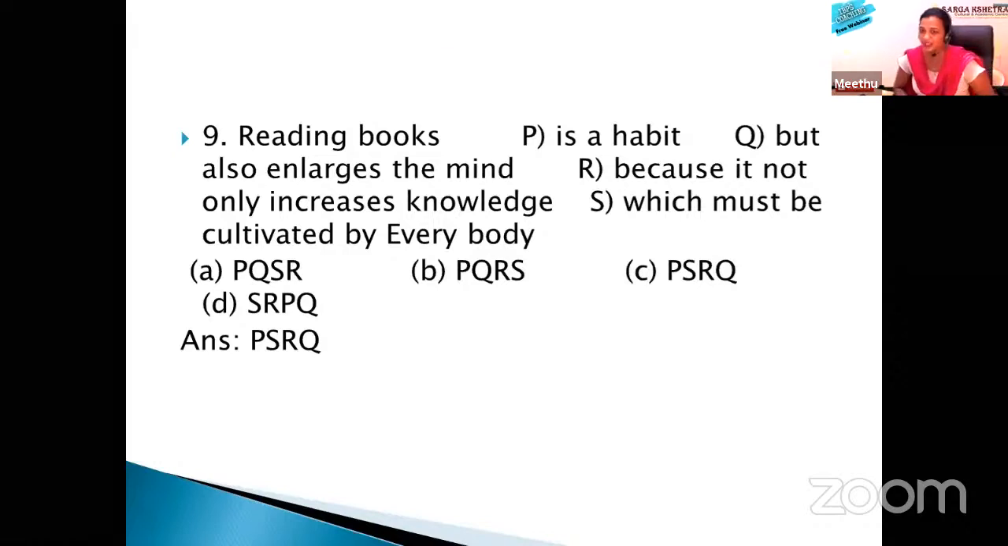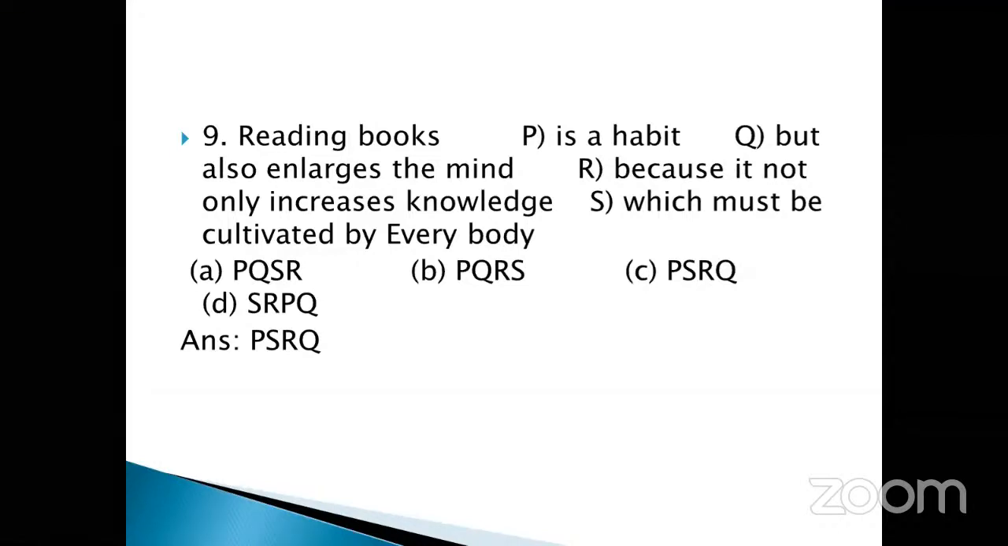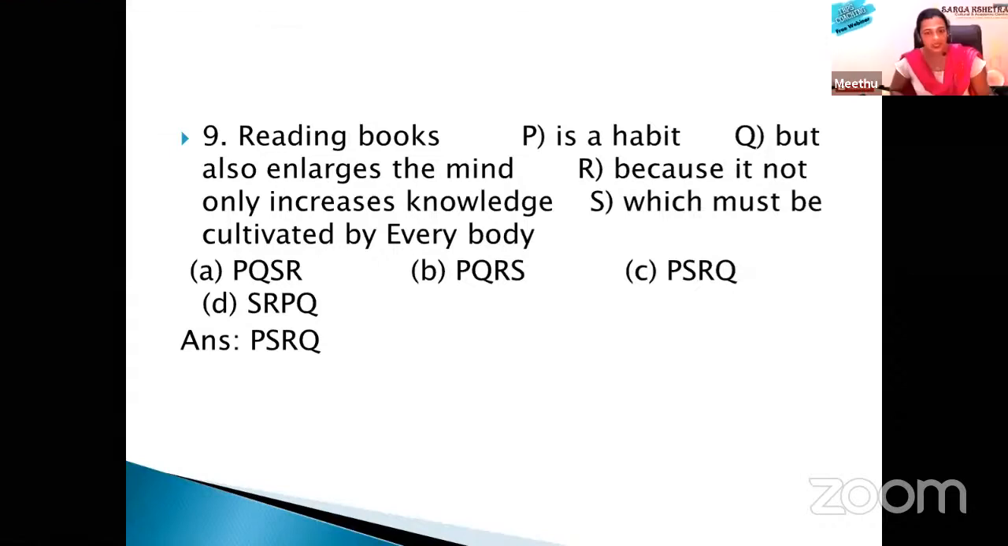Which must be cultivated by everybody because, again, a subordinate conjunction is there. Because it not only increases knowledge, since not only comes, obviously, but also should follow. That is the reason. Reading books is a habit which must be cultivated by everybody because it not only increases knowledge, but also enlarges the mind. I hope you understood.